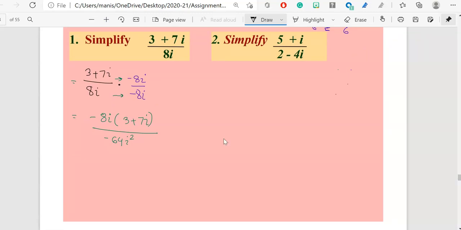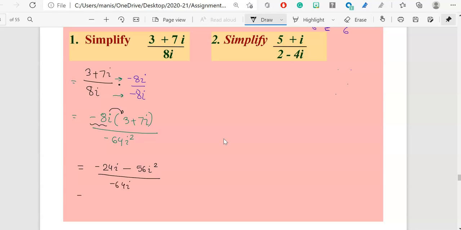I will multiply negative 8i with 3, and then negative 8i with 7 also. Negative 8 times 3 gives negative 24i. A negative sign with a positive sign gives a minus sign. 8 times 7 is 56, and i times i is i squared. And it is divided by negative 64 i squared.